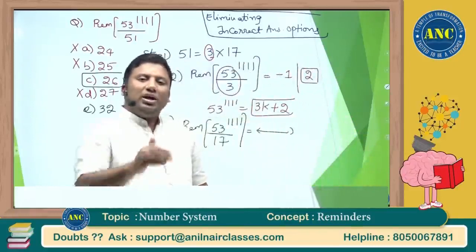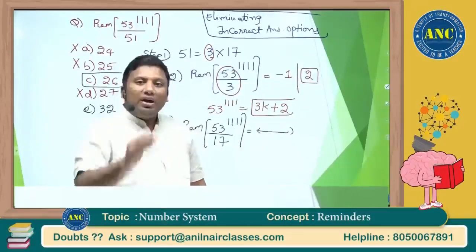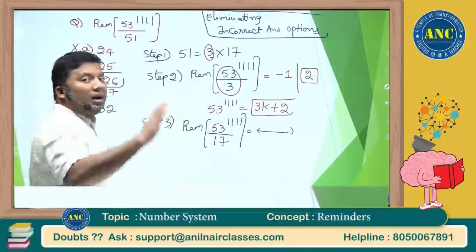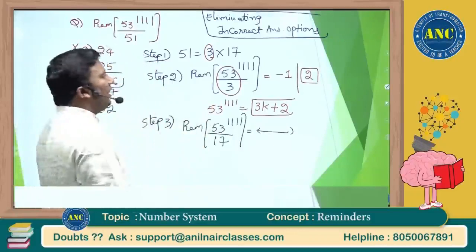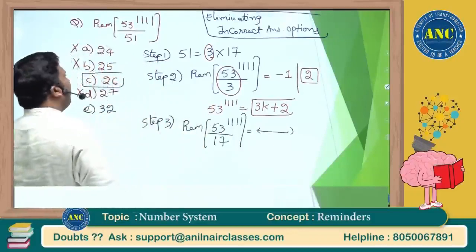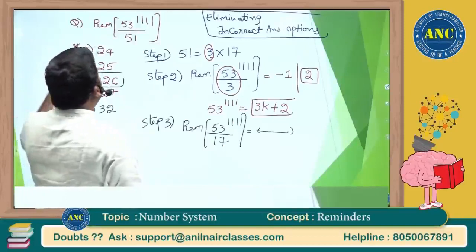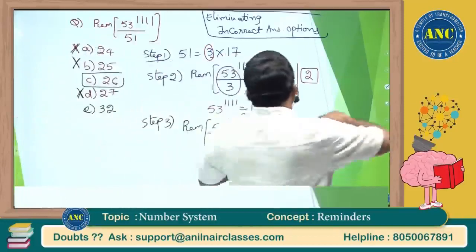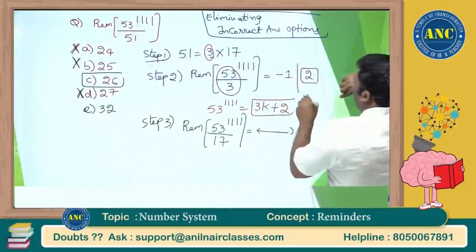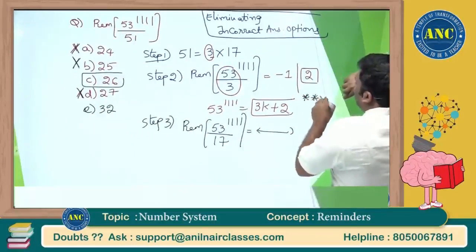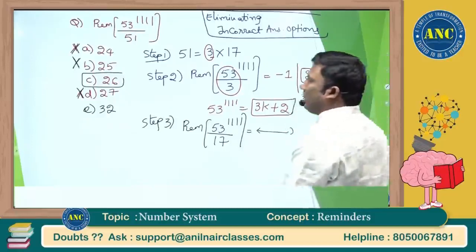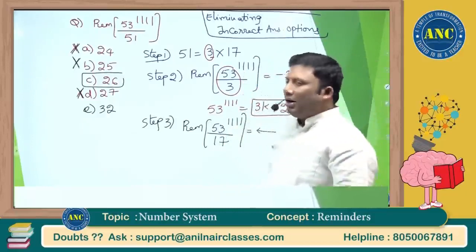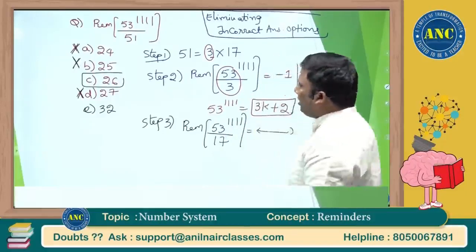When divided by 3, it gives a remainder 2. The answer, when divided by 3, should give a remainder 2. Anything which is not of the form 3k plus 2 will not satisfy. Again, put a star mark on this. I will come back and prove why the answer, when divided by 3, should give a remainder 2. I hope the idea is clear.